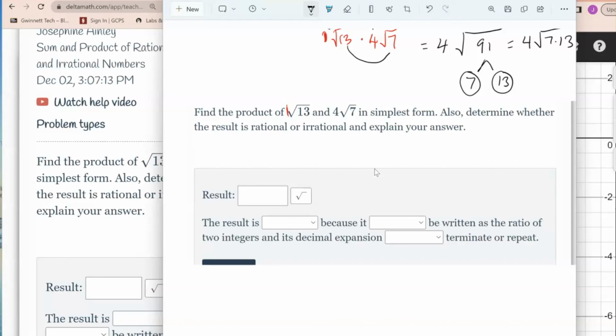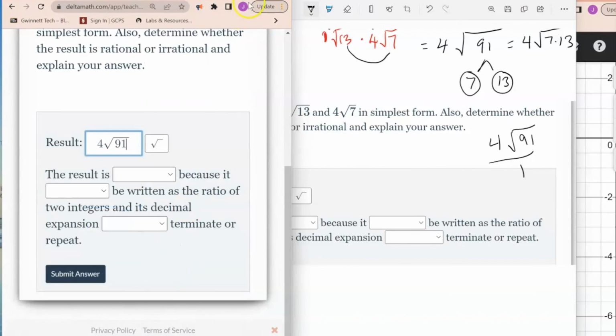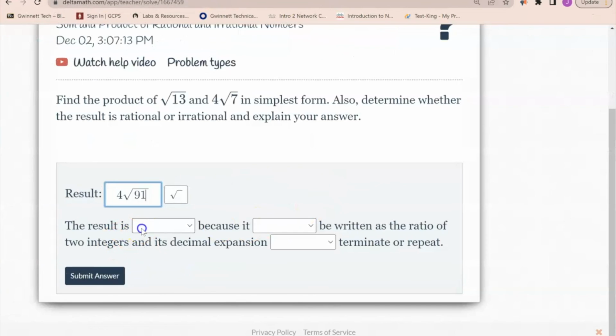Any books? No, no books, nothing to take outside. So I just combine it back because there's nothing else to take outside. So it's still 4 radical 91. And this is not an integer. So let's go ahead and put this in. 4 radical 91. This is not an integer.